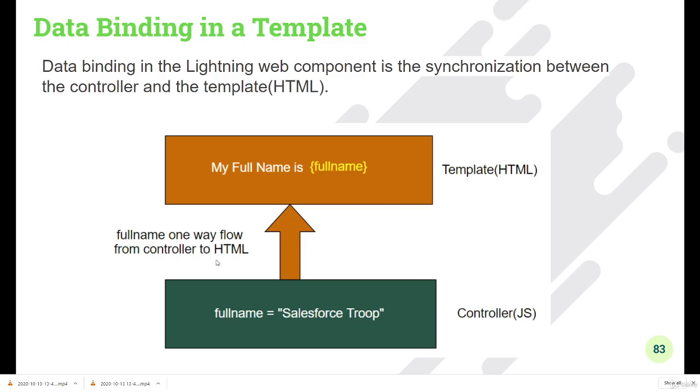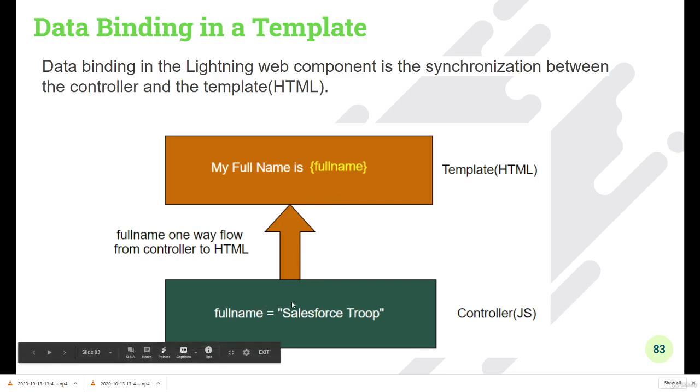So if I create a property fullName and I assign a value, and I want this data that I have assigned to my local property, fullName, to show on the screen, that is HTML, I have to use these flower brackets, or curly brackets, and bind that property. So whatever value is assigned to the property will be visible on the screen. This is called data binding, the synchronization between the controller and the template, and it's a one-way data binding.